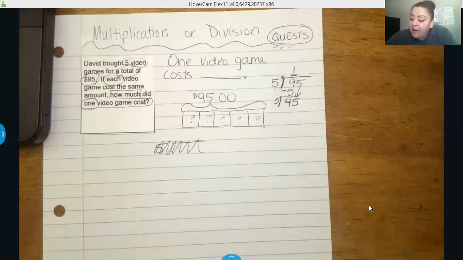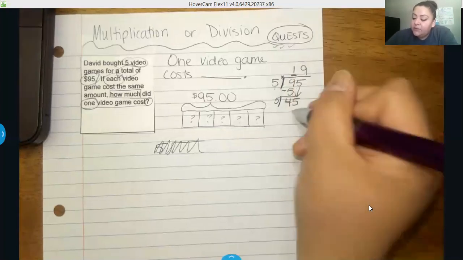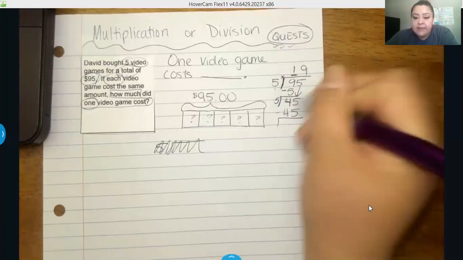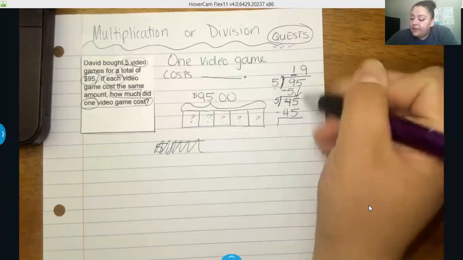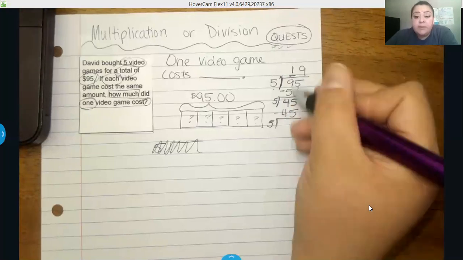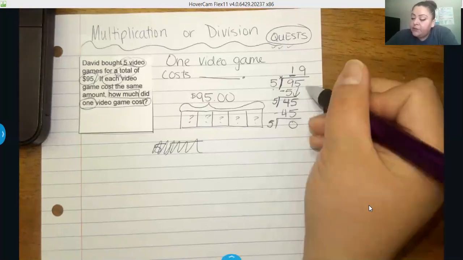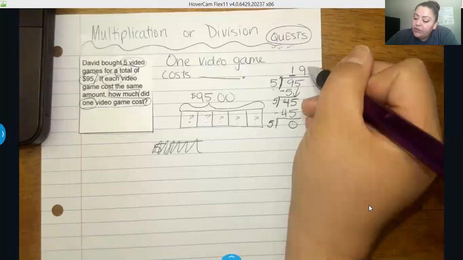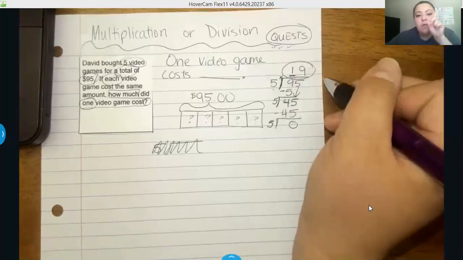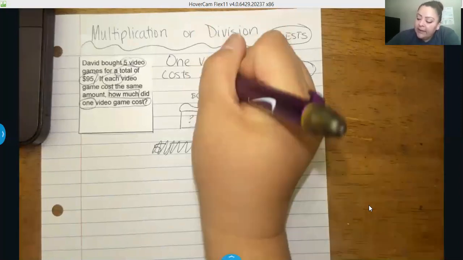And a 9 pops up. And I say 9 times 5 is 45. Again, look at how that is lining up correctly down. Okay, hook your line, subtract. Subtract, subtract, subtract. 45 minus 45, 0. I'm going to look up. There's no more shade, so my quotient is 19. So now I just found out that one video game costs $19.